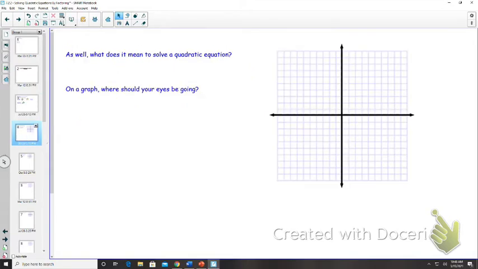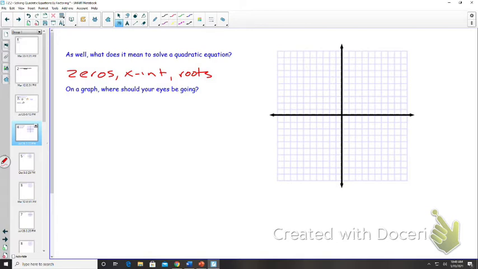As well, what does it mean to solve an equation? Cody, this is what you were trying to jump ahead and solve already. Oh, zeros and x-intercepts. Zeros, roots, x-intercepts, and roots, right? All important. Zeros, x-intercepts, roots, for sure.